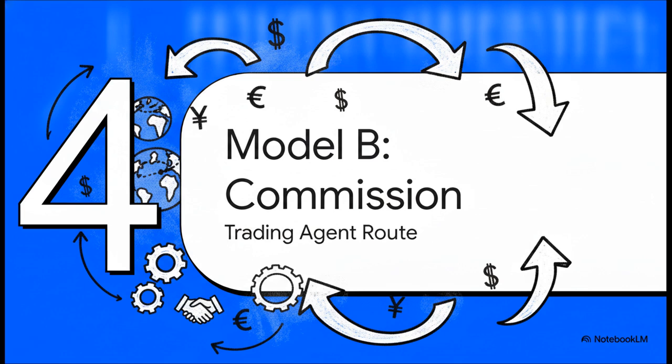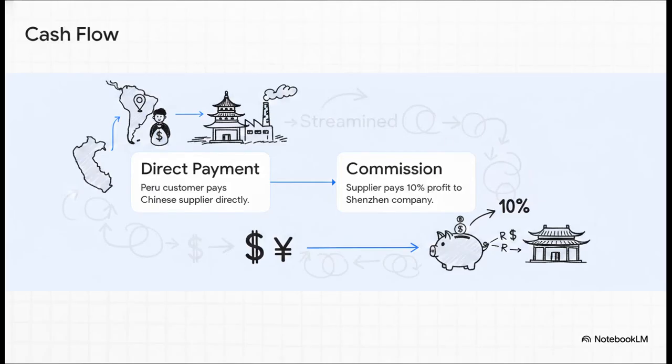Model B, the commission model, also known as the trading agent route. So the cash flow here is just incredibly streamlined. The customer in Peru completely bypasses the Shenzhen entity. They just pay the Chinese supplier directly for the goods. Simple, right? In return, the Chinese supplier funnels that 10% margin we talked about back to the client's Shenzhen WFOE in RMB, acting basically as a commission. The Shenzhen company literally never even touches the foreign currency coming out of Peru.